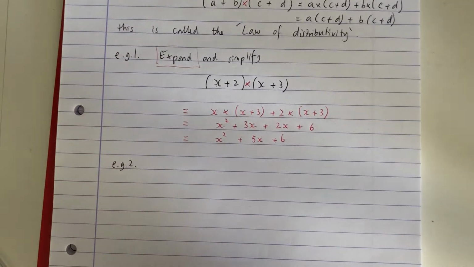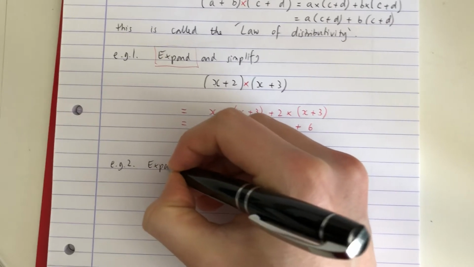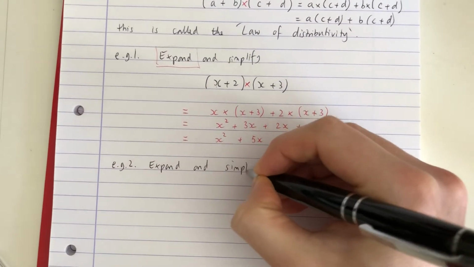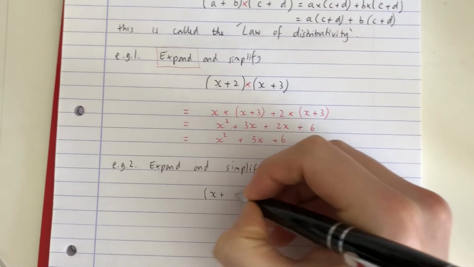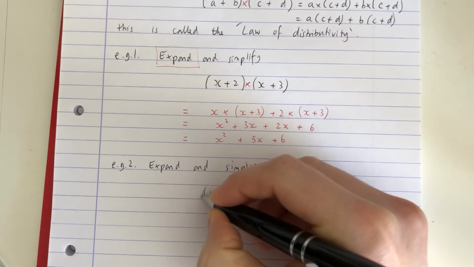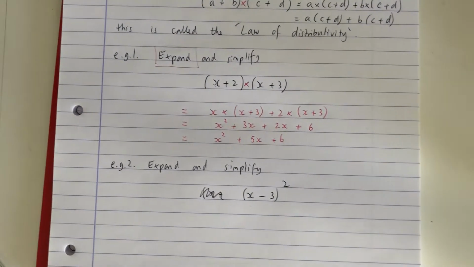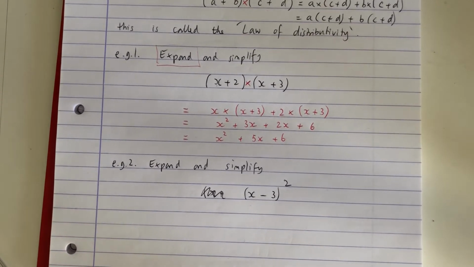Okay, example number 2. Make it a little bit more complicated. Expand and simplify. Let's do x minus 3 squared. x minus 3 squared.